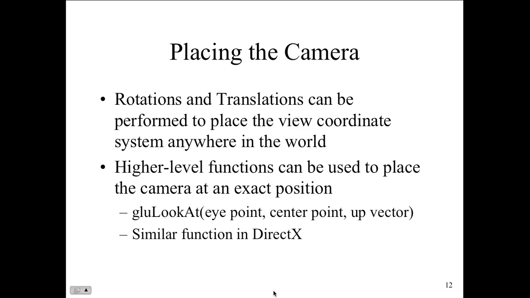So the rotation and the translations can be performed to place the view coordinate system anywhere in the world. So you can turn the view coordinate system at different angles to affect your scene. So higher level functions can be used to place the camera at exact positions. We get that with OpenGL, with gluLookAt, which is an OpenGL command that says, here's an eye point, the center point, and it uses an up vector, and you can place a little bit more control over it, which is why people like OpenGL, actually, because we have the finer details that we can set for placing a camera, for defining a view.